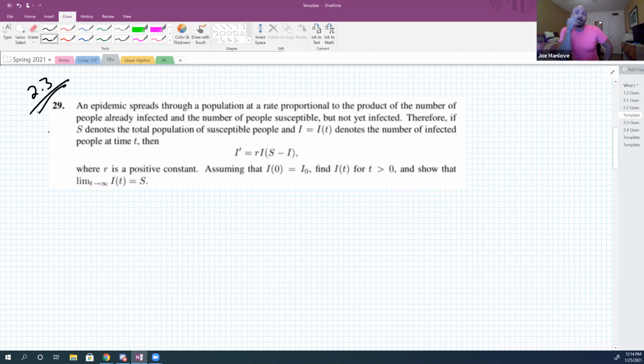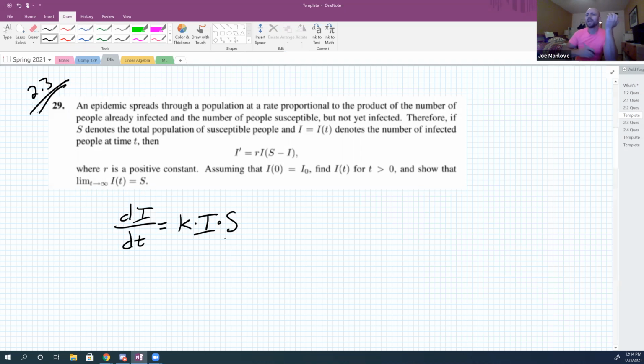All right, so an epidemic spreads through a population at a rate proportional to the product of the number of people infected and the number of people susceptible but not yet infected. Okay, why would that be the case? Basically, they're saying dI/dt is some constant k we don't know times I times s, where s is the number of susceptible.